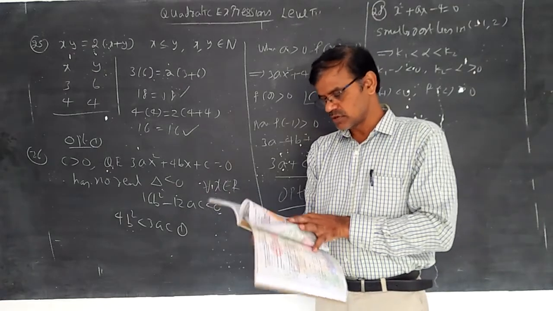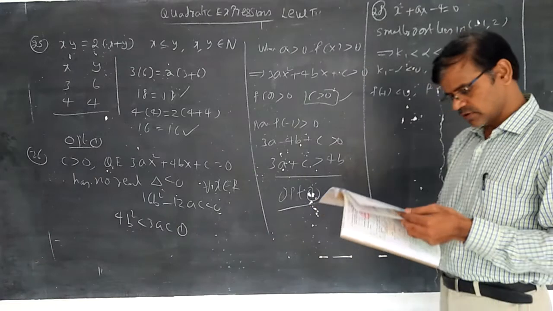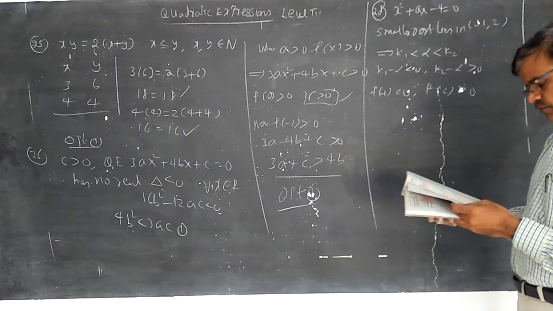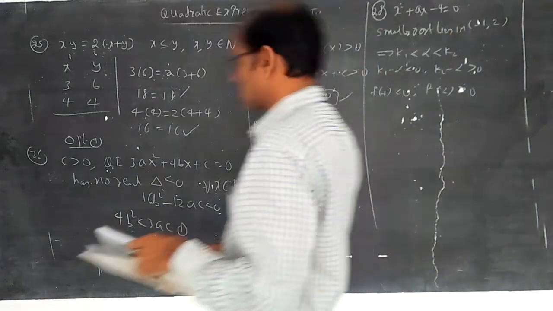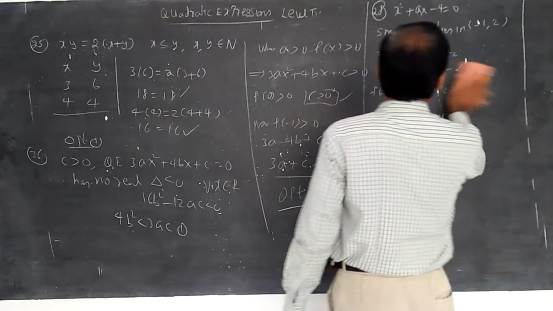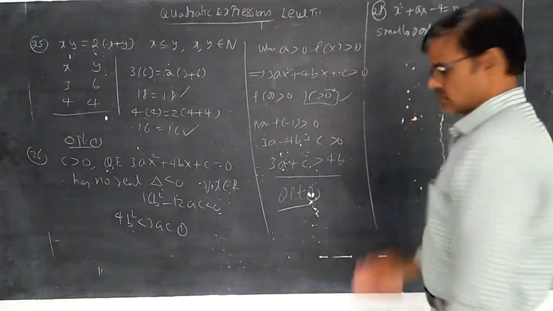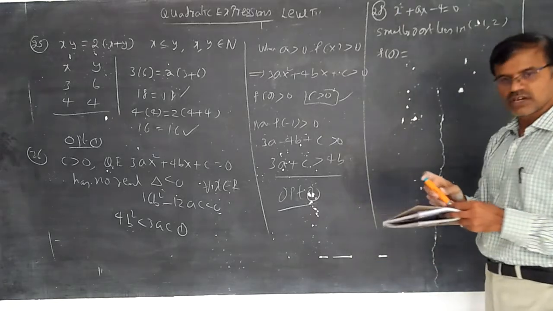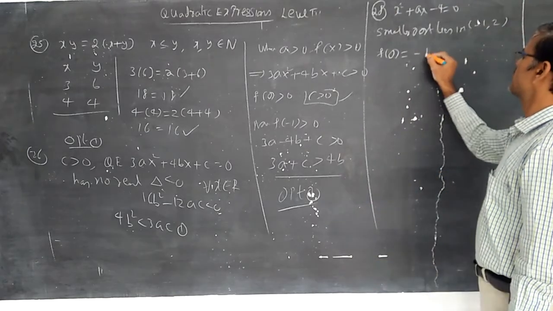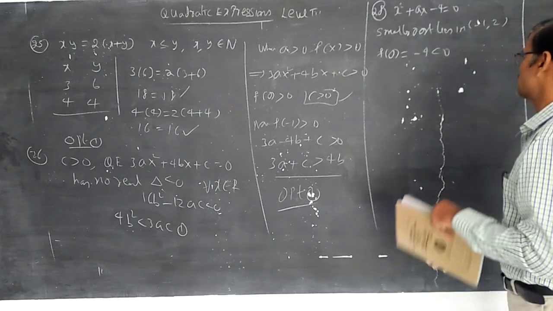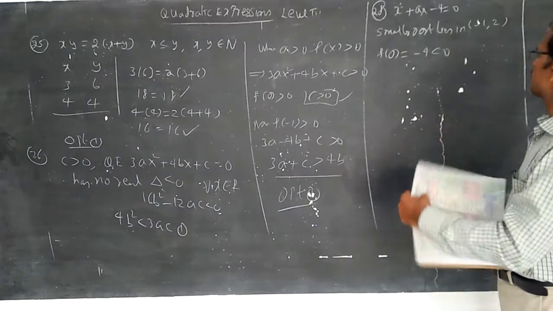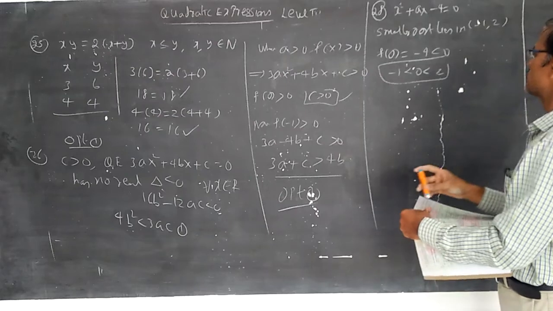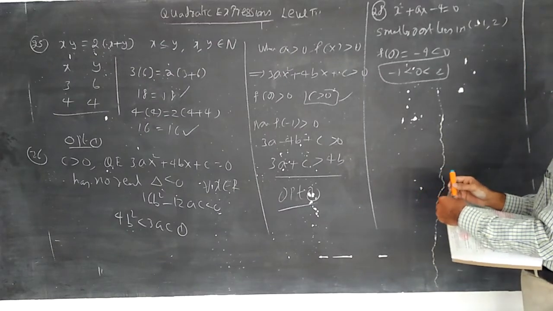Let us discuss the 28th question, another way. F of minus 1 greater than 0 is given. Let us write here f of 0. We cannot find out which is the smaller root, so f of 0 depends upon that concept. F of 0 is minus 4, so less than 0. Try to understand now: minus 1 less than 0 less than 2, so 0 lies between the roots here.